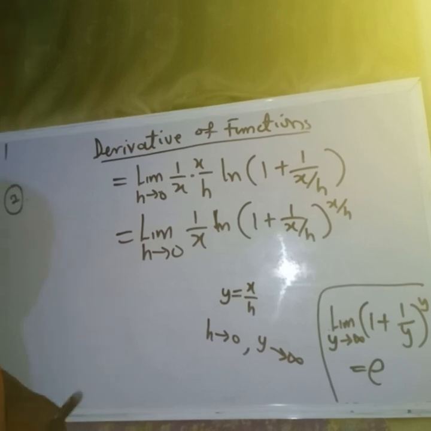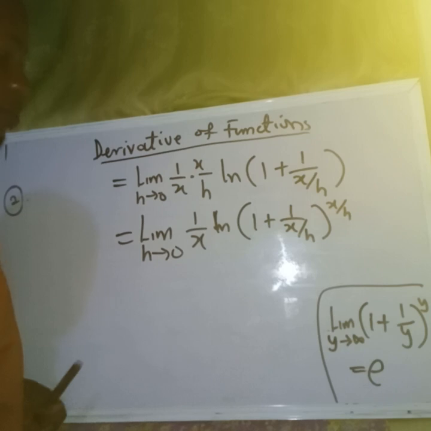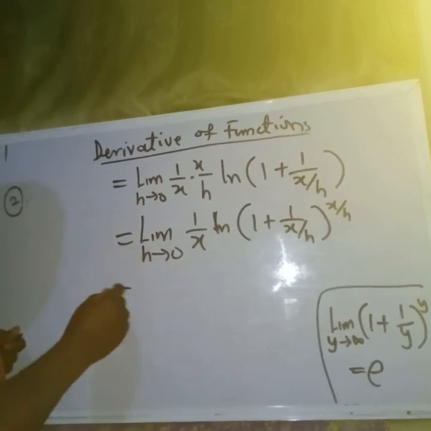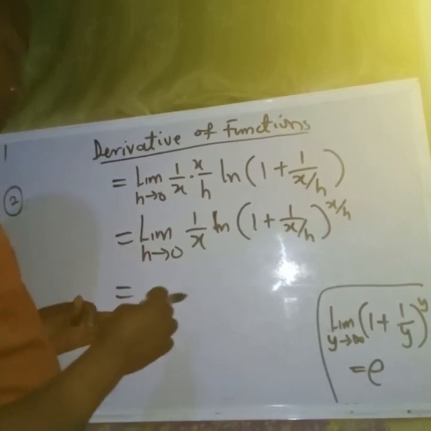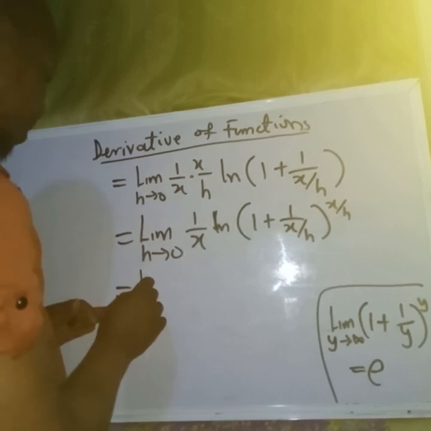So we are removing this because we want to use this notion here. So this is equal to the limit. We haven't applied the limit yet.